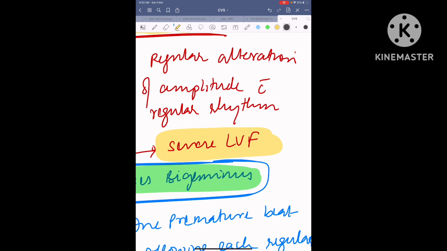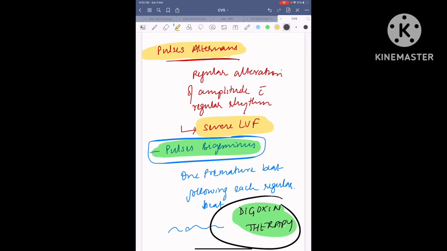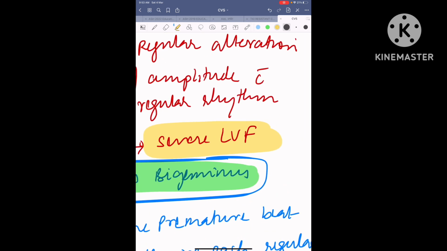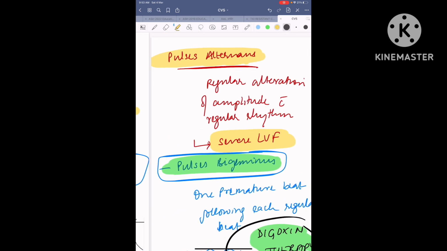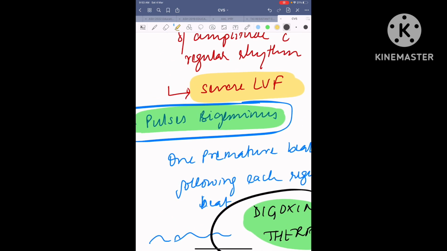Then, moving to pulsus alternans. Basically, it's a regular alternation of the amplitude in a normal regular rhythm that you see, and you see it in severe left ventricular failure. Okay, pulsus alternans.